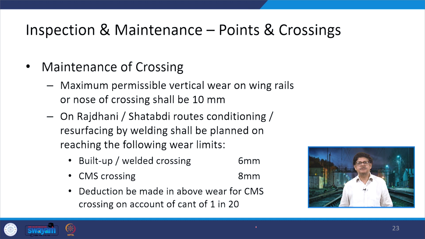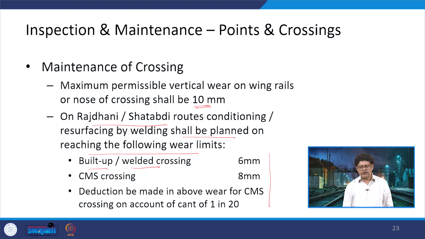Then the maximum permissible vertical wear on the wing rail or on the nose of the crossing is 10 mm. So, that is already defined. If you talk about high speed routes, that is Rajdhani or Shatabdi routes, then conditioning or resurfacing by welding shall be planned on reaching the following wear limits. As soon as these wear limits have been reached, we need to go for that reconditioning.